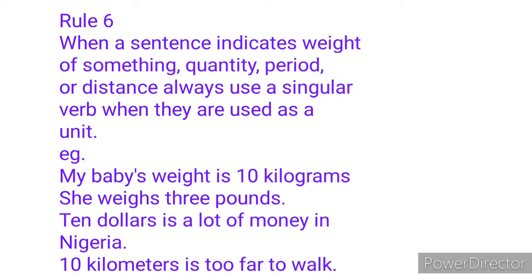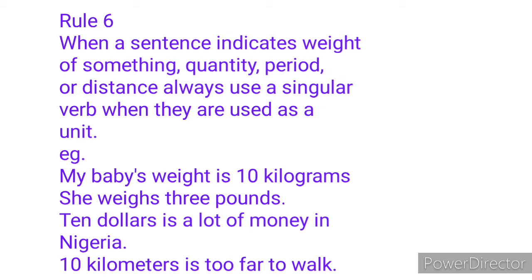You can see I used is instead of are, despite the fact that kilograms is pluralized. Kilogram is singular, kilograms is the plural form of kilogram. So I used is because the sentence talks about weight. Another example, she weighs 3 pounds. I've used a singular verb, weighs.